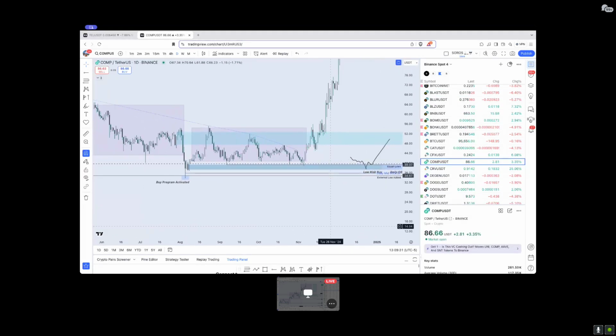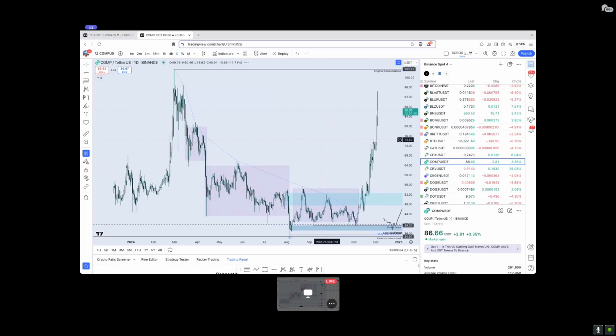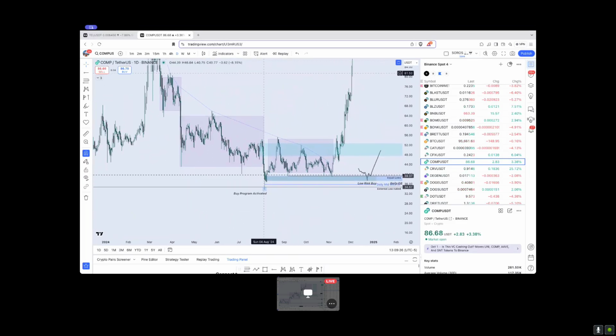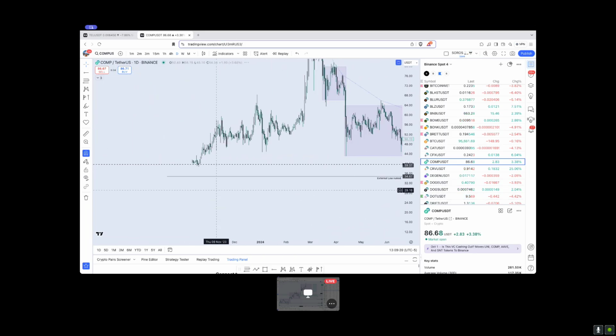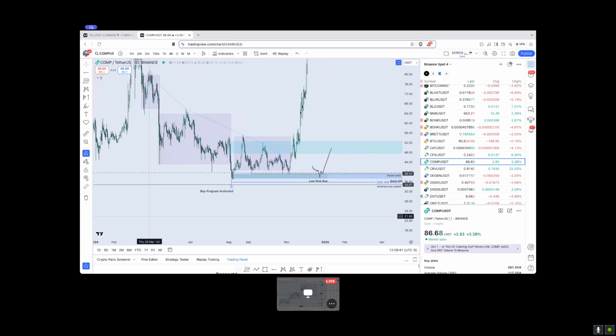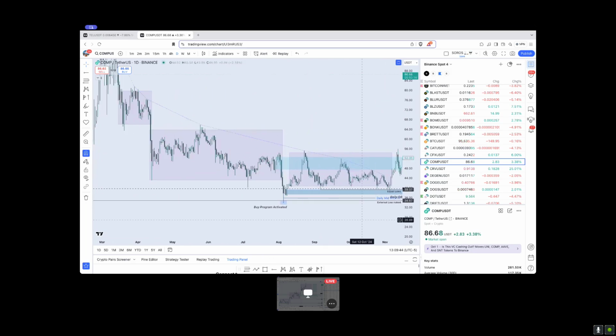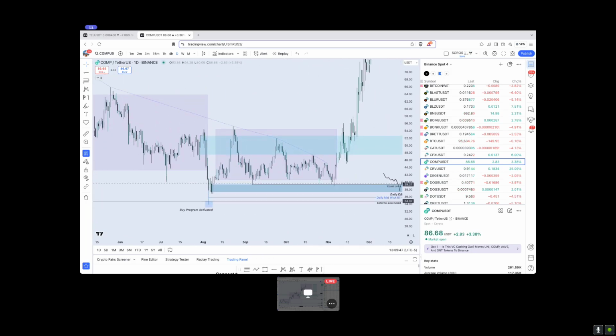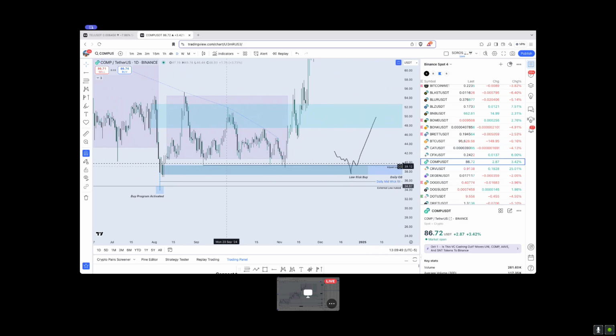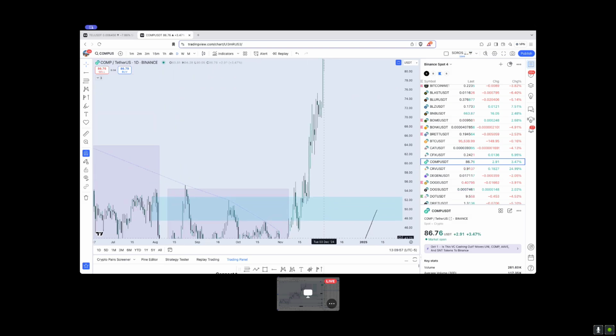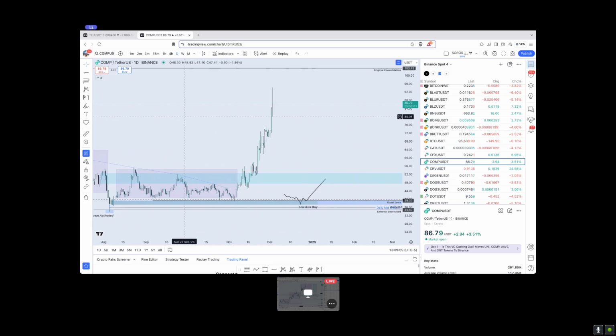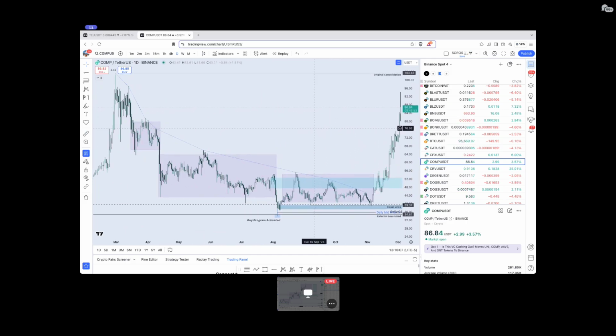Comp was another one. Perfect market maker model, liquidity arc, purge the low. All this liquidity got purged. Buy program activated. And then in your first zone of accumulation, we're looking for the flush of the equal lows. It grabbed them here into that order block and then took off. This is gonna be another 200% move. Dude, we caught so many 200, 300, 500% moves on the server.